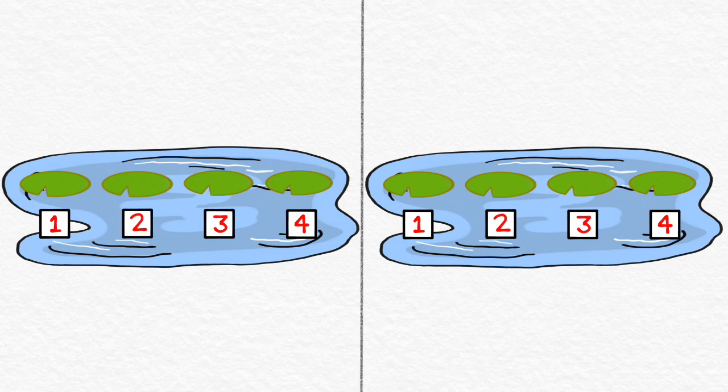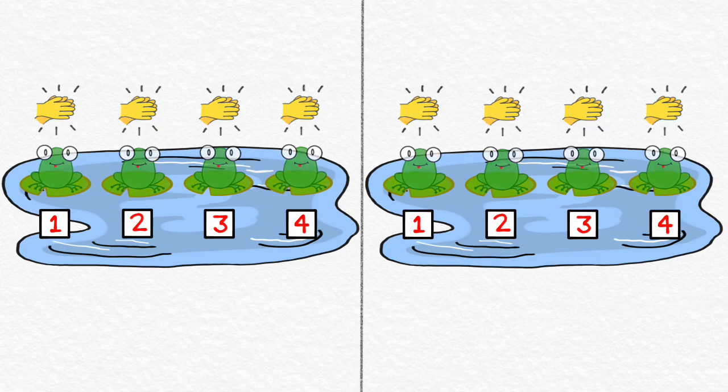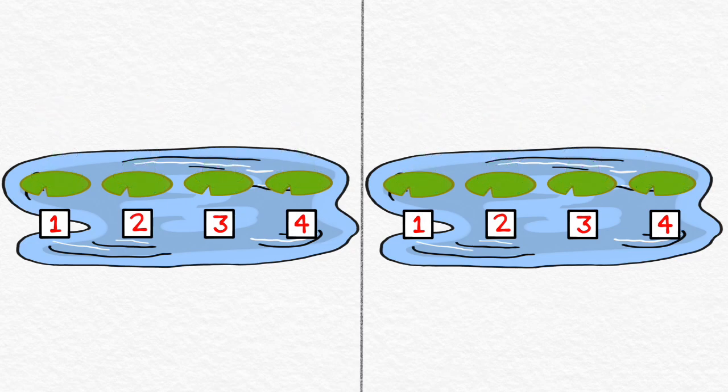Our counting stays nice and even, just like it would be between any other 2 lily pads. And everything else you already know. If we see a frog on a lily pad, we're going to clap. And if there's no frog, we're not going to clap. Let's look at an example.